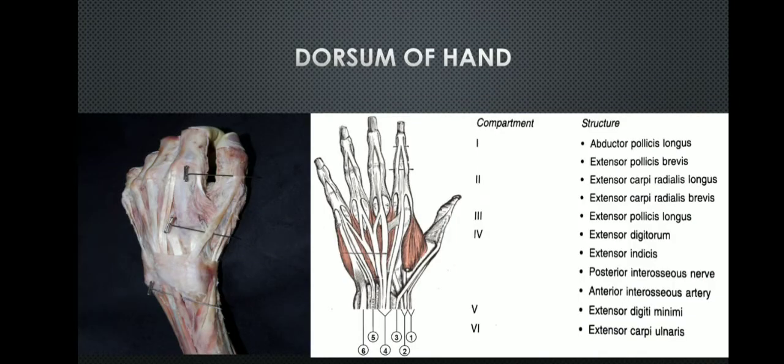Now moving on to the dorsum of the hand. As you could see in the cadaveric image, immediately after the skin lies the superficial fascia, whereas the skin is loose on the dorsum of the hand, and it can be pinched off easily from the underlying structures, that is the superficial and the deep fascia.